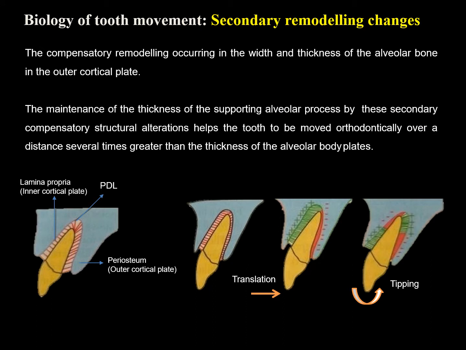So when the tooth starts moving, there are sites of pressure, there are sites of tension. So the same translates to the alveolar bone as well. So there will be areas of bone resorption and there will be areas of bone deposition within the alveolar bone. So any secondary remodeling changes which are occurring within the alveolar bone to maintain the width and thickness of the alveolar bone in the outer cortical plate is what is known as secondary remodeling changes. These are important so that as the teeth moves, there is enough bone support for the tooth in its new position.